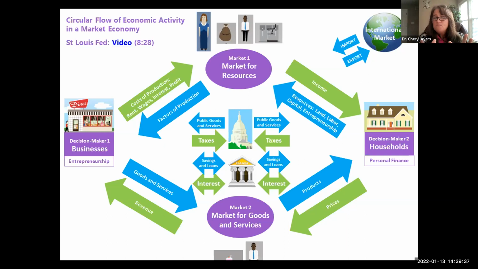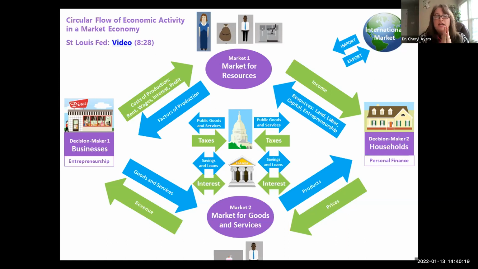But this is an explanation of the relationships of the main players in an economy. So market one, the market for resources: land, labor, capital, entrepreneurs. Market two, the market for goods and services like you'd buy at Walmart. Then you've got the two teams. You've got the first set of decision makers, which are the businesses in our economy and/or entrepreneurs. You know, entrepreneurs offer two out of every three new jobs in this country. So no small player. And then you've got the households. And that's where we make some of those personal finance decisions.